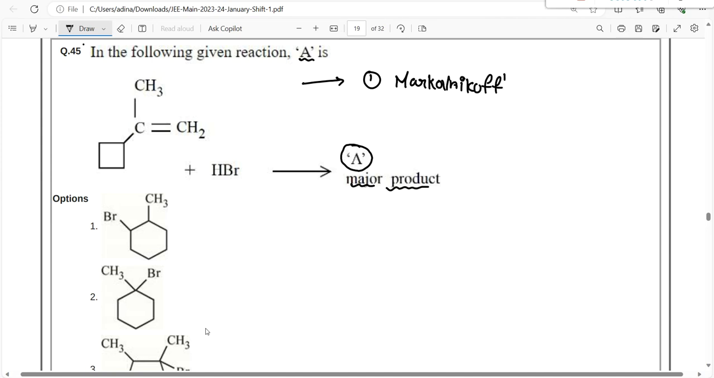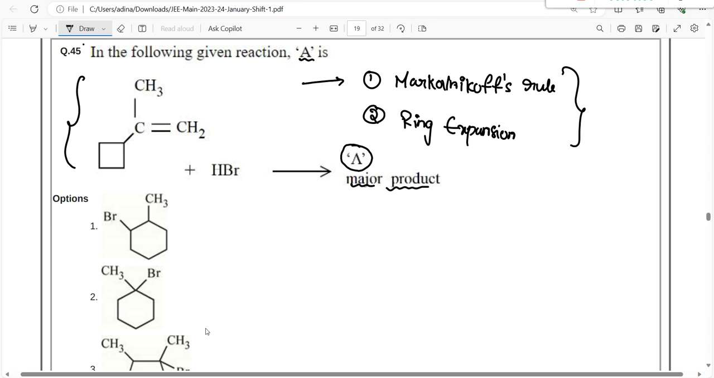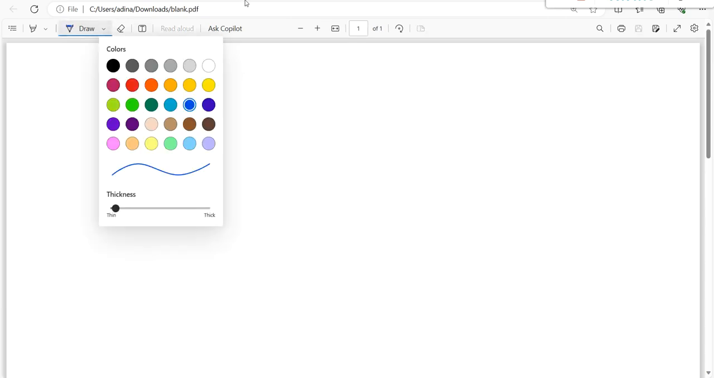To solve this question, you have to know what is meant by Markovnikov's rule. And the second concept is ring expansion. Before discussing the mechanism of this reaction, let us understand these two concepts. By knowing these two concepts, Markovnikov's rule and ring expansion, you can easily attempt the given question. I hope all of you know Markovnikov's rule. Now let us understand it in brief.